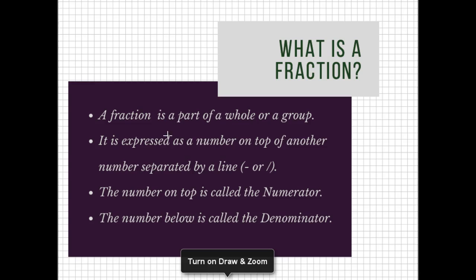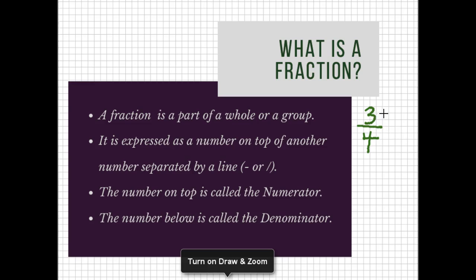A fraction is a part of a whole or a group, and it is expressed as a number on top of another number separated by a line, a straight line or a slanted line. The number on top is called the numerator, while the number below is called the denominator. An example of a fraction is 3/4.